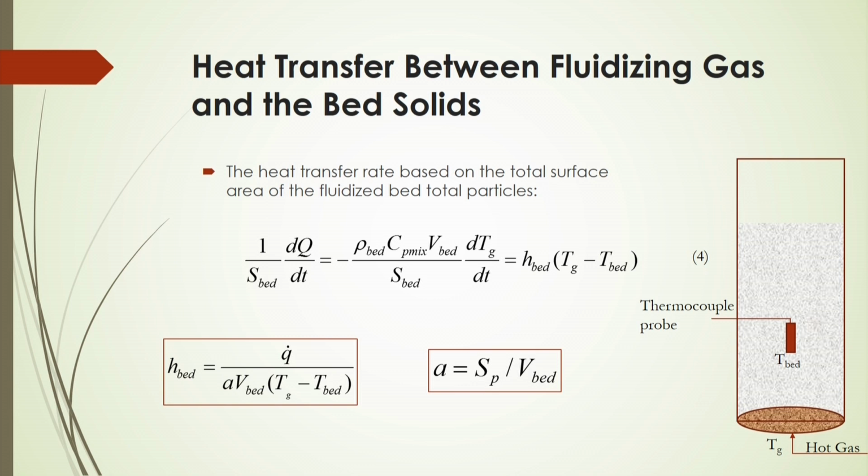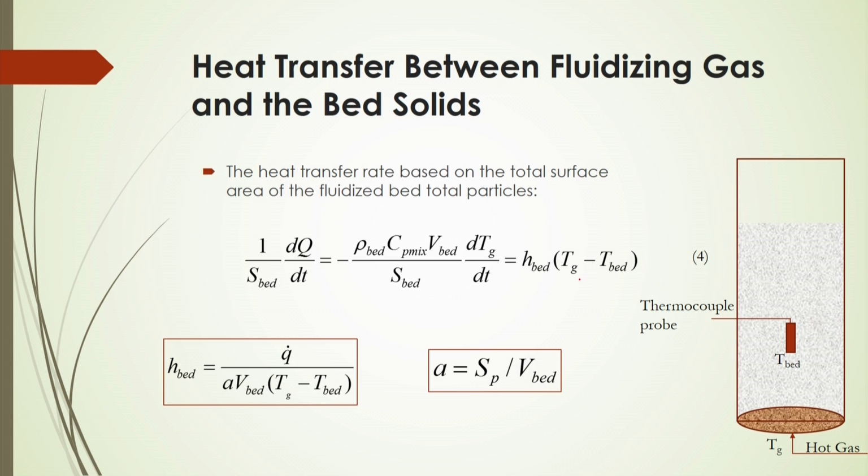Now, the heat transfer coefficient between the fluidizing gas and the bed solids. The heat transfer rate based on the total surface area of the fluidized bed, for the total particles, can be expressed by equation number 4.